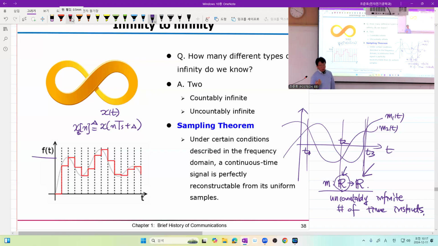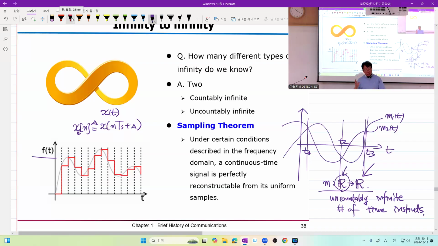Then under certain conditions, what condition? The sampling rate is higher than twice the maximum frequency content. Then our conversion from an uncountably infinite domain to a countably infinite domain loses no information, right? And that is Nyquist's sampling theorem.